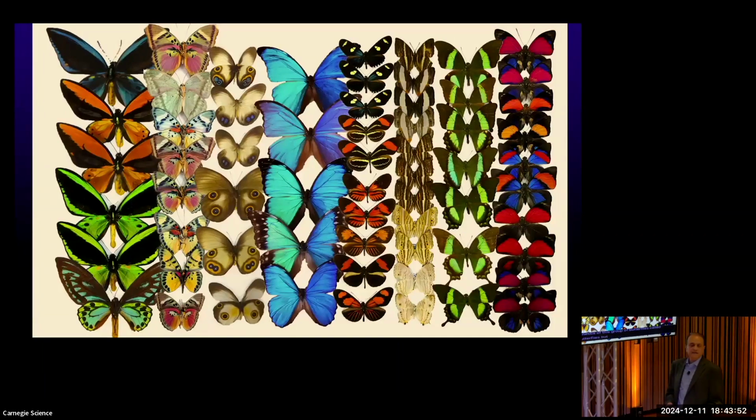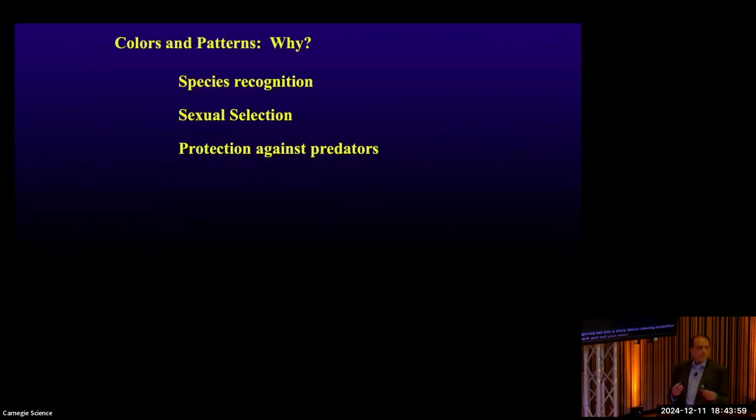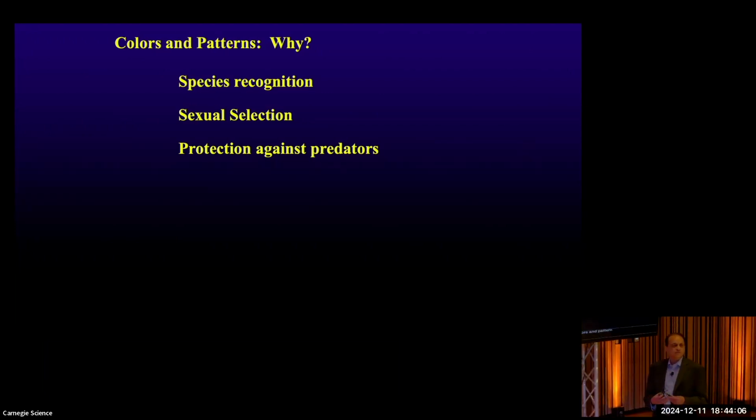What I'm going to tell you today is a slightly different story about color in butterflies. But I want to step back and tell you a little bit about why they have these colors and patterns on them. And we know some answers to those. We know that the males and females use those color patterns to recognize members of their own species. We know that sometimes there's sexual selection, that females will select for the males to be really brilliantly colored. But I'm going to focus on how they use these colors and patterns to protect themselves from predators.